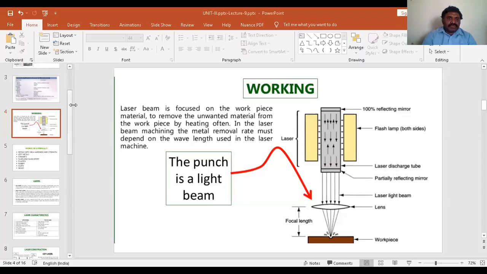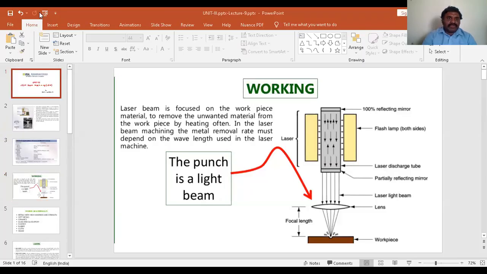Today we are going to discuss laser beam machining. That is also one concept from our third unit, from the modern machining and forming methods.